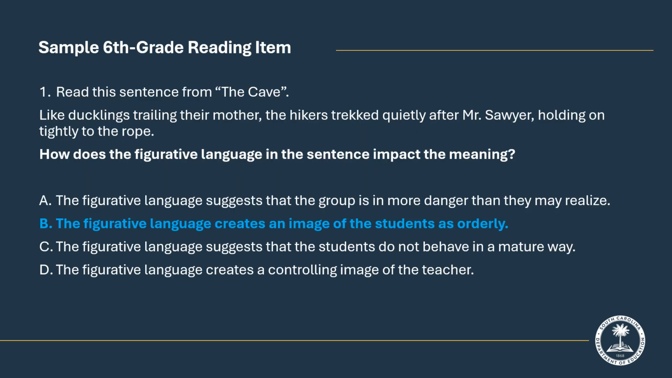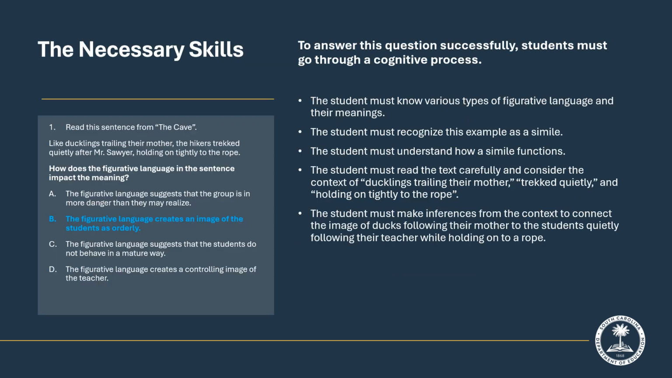Let's look at a sample 6th grade item that was realigned to AOR 1.2. The question is in bold. How does the figurative language in the sentence impact the meaning? The correct answer is in blue. The figurative language creates an image of the students as orderly. What does a student need to be able to do to answer this question correctly?